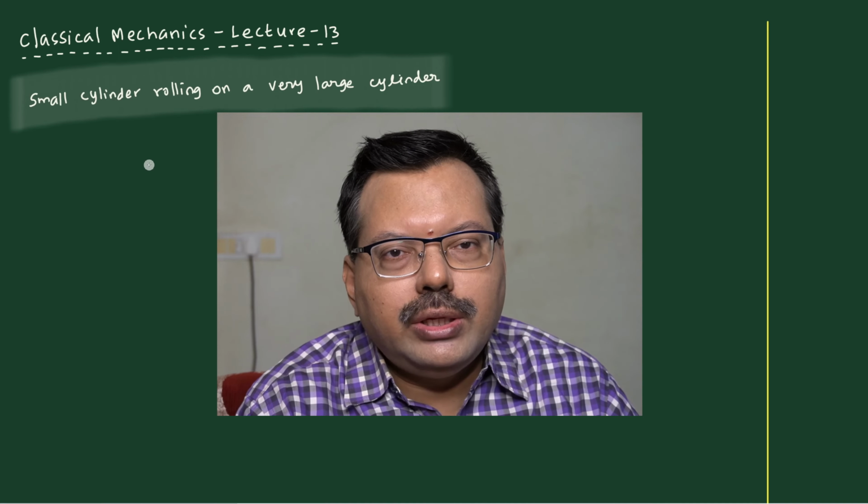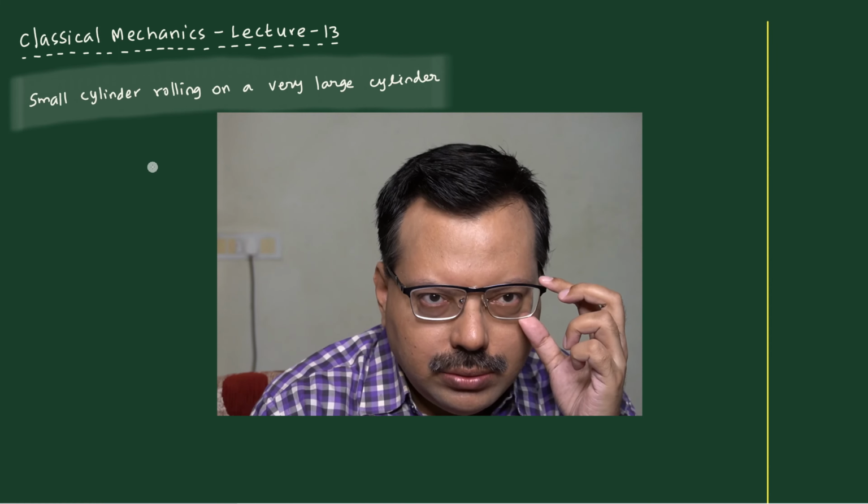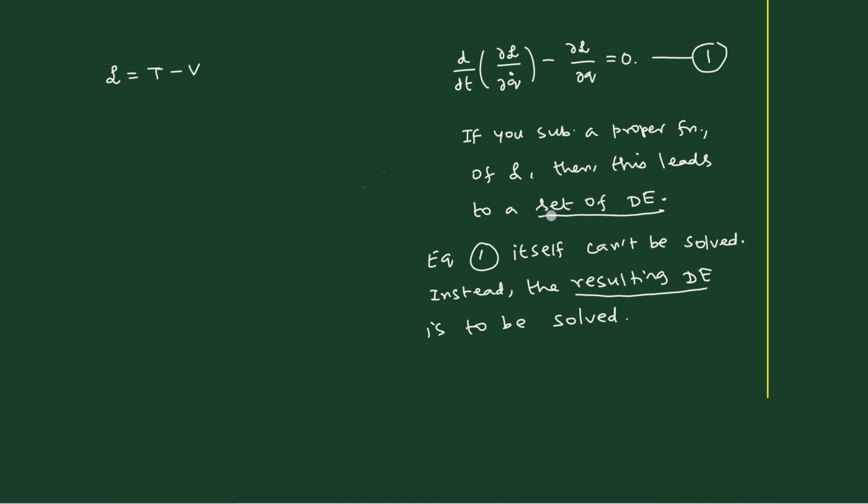Okay, so in today's class, what we will see is the continuation of where we stopped in the last class. So I am putting a box here. Equation one cannot be solved, but instead of that, the consequent differential equations that are going to appear after substitution of the Lagrangian, that only you can solve.